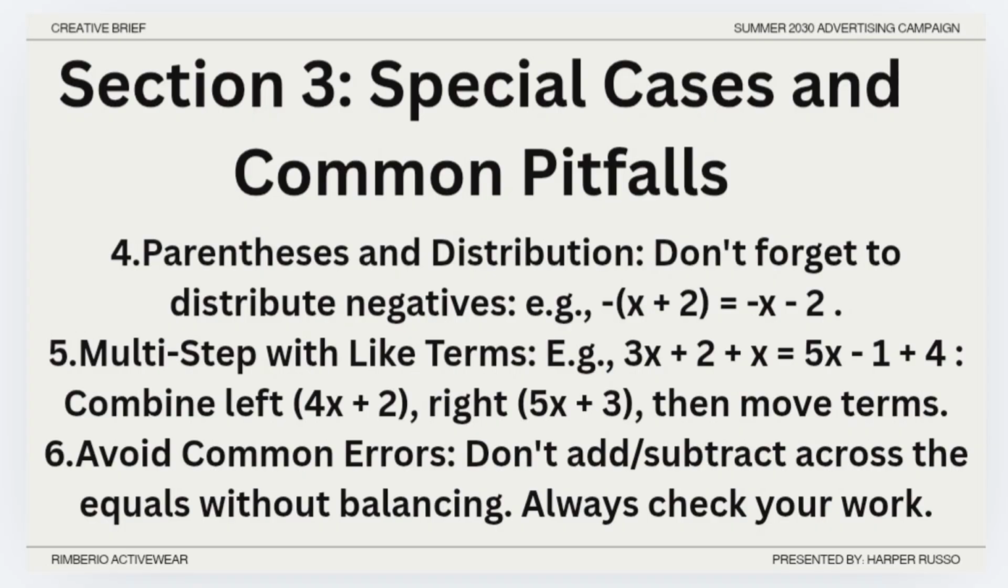Multi-step with like terms. For example, 3x + 2 + x = 5x - 1 + 4. Combine: left 4x + 2, right 5x + 3. Then move terms. Avoid common errors. Don't add or subtract across the equals sign without balancing. Always check your work.